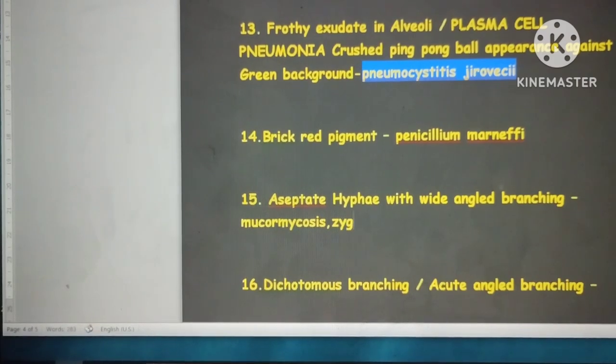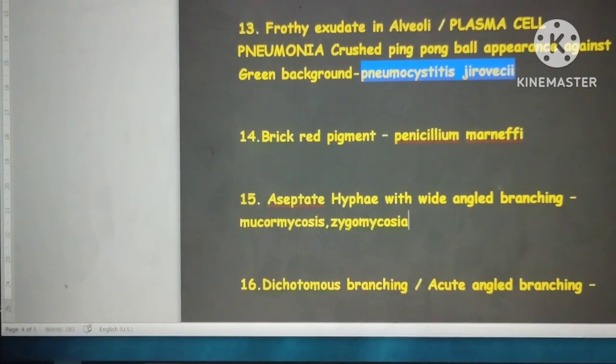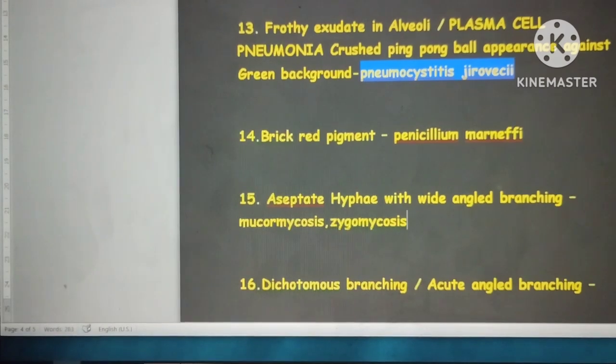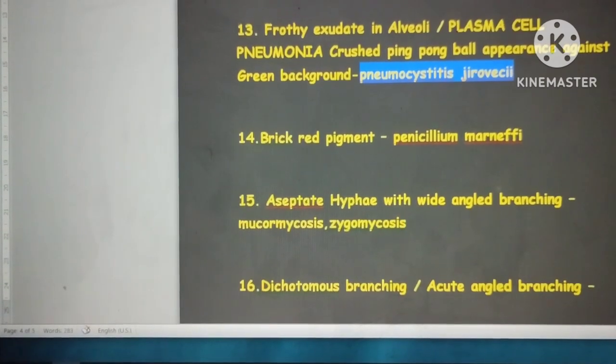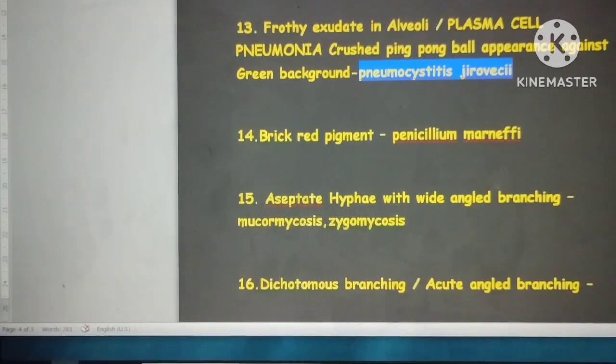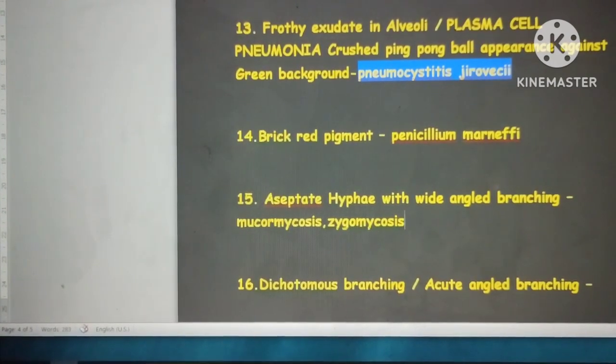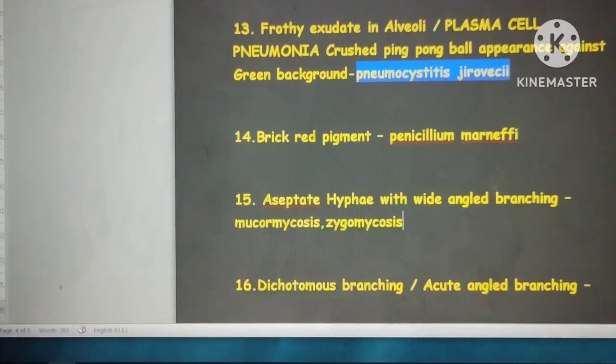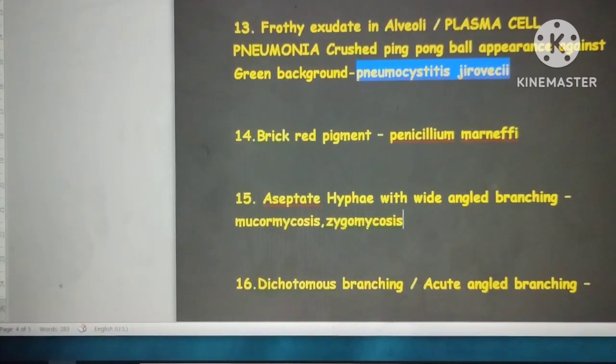Okay. So whenever there is a history of mucormycosis or zygomycosis, they'll be giving a history of any diabetic ketoacidosis patient, or any patient on desferrioxamine, that is an iron therapy. These patients are more prone to mucormycosis. So I'm sure their history will be given, like, the aseptate hyphae with wide angle branching.